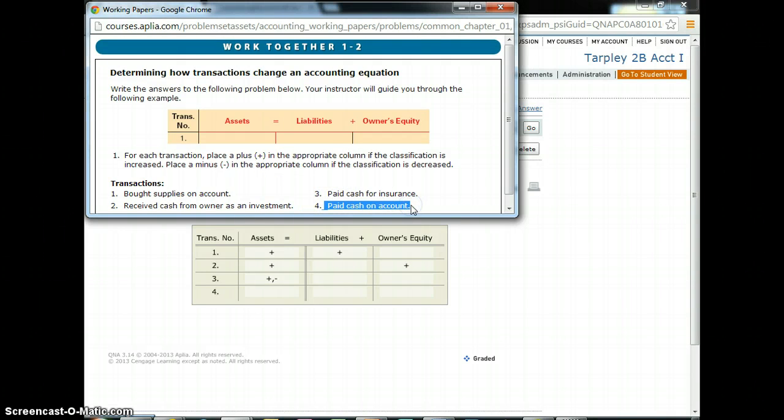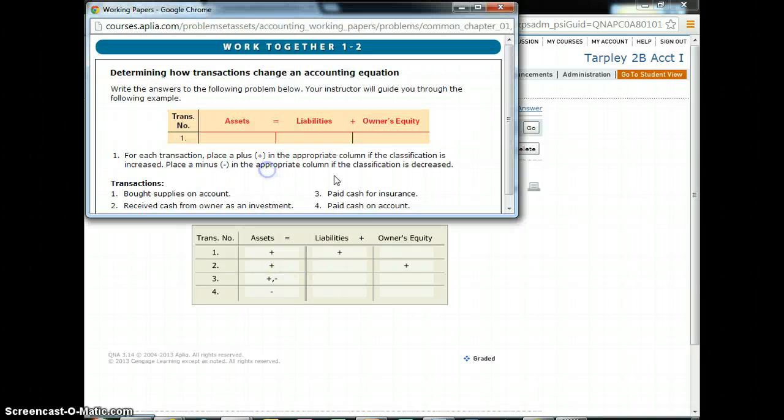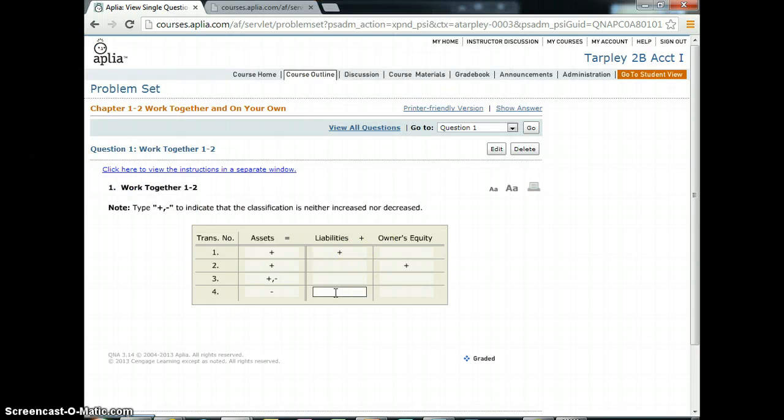Paid cash on account. Alright, here I bought it on account. Here I'm paying for it on account. So if I'm paying cash, cash goes up or down. You are correct. Cash goes down. And as far as my liability, or my on account, I'm paying off that debt. Therefore, my liability also goes down.